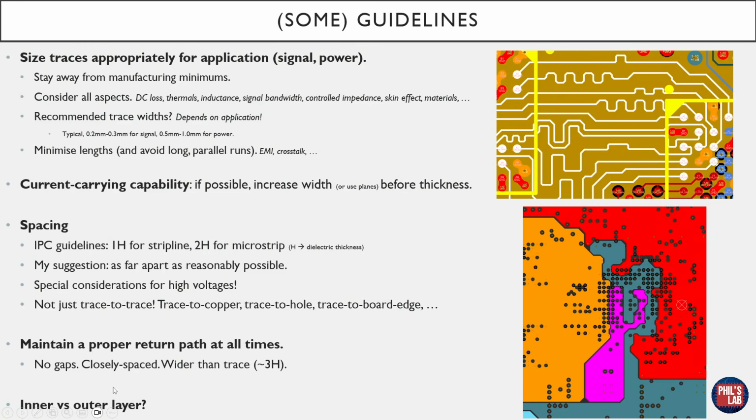Finally, we also have to consider inner versus outer layer routing. As we saw before, inner layer we have typically reference planes above and below, which can increase the shielding effectiveness. We get better containment of fields. This is great for high-speed signaling. It's great for sensitive signals and so on. So these are some very basic guidelines, and if you're following these, this is already a great starting point.